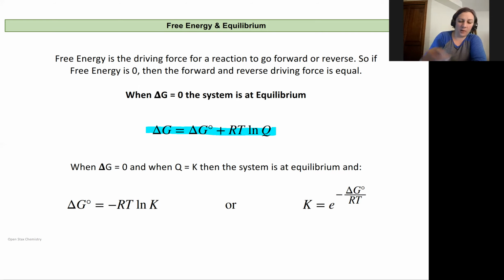And I'll talk about what each of these are here first. So we have our change in free energy is equal to our standard change in free energy. So this standard change in free energy is at 1 bar pressure. And if it's a solution, it's at 1 molar concentration. And so this change in free energy that our equation is equal to, this is just free energy not at these standard conditions.